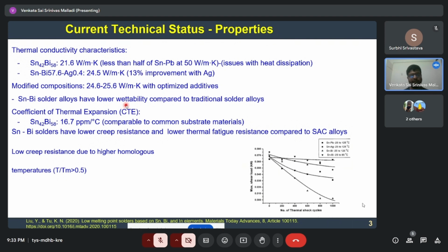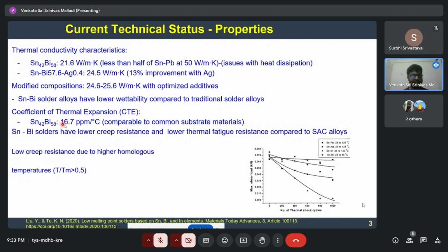Tin bismuth based solder alloys also have lower wettability. Wettability refers to the ability of the solder material to adhere to the substrate and form a good joint compared to traditional solder alloys. This lower wettability is due to the higher surface tension of bismuth and its oxidation tendency to form bismuth oxide.